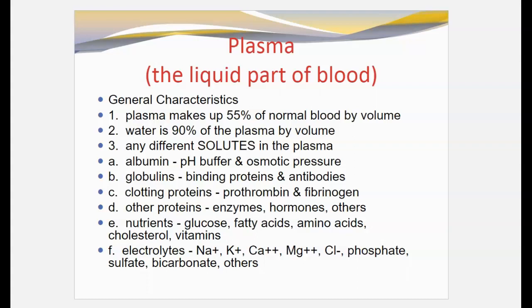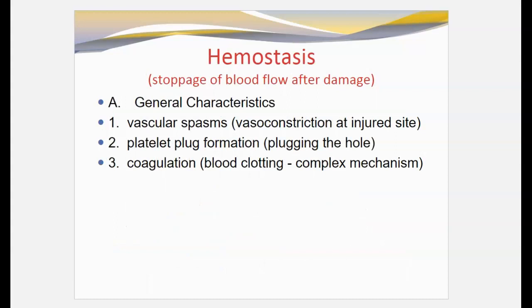And in the plasma, it's mostly water. There's other things in there dissolved in the water: the proteins, your antibodies and your globulins, immunoglobulins and such. Your clotting proteins, which are different from your platelets. These are the clotting proteins, and they are in an inactive form. So you see the prefix pro or the suffix ogen. Other proteins are found in there. Certain nutrients are found in there, and your electrolytes are found in the plasma.